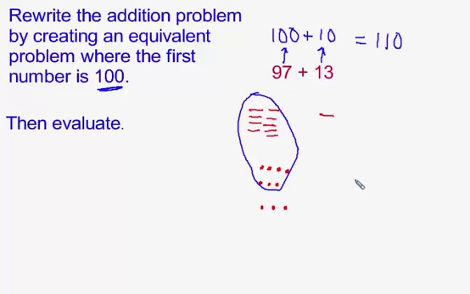What you could try to get good at is this: if you had the problem 97 plus 13, rather than drawing rods and dots to represent the numbers, you could think that to make this 97 the number 100, I would have to take 3 away from the 13 and give it to the 97. So if I took 3 away from the 13, I would have 10 left over here. And if I gave those 3 to this group, there wouldn't be 97, there would be 100. Let's do a similar example.